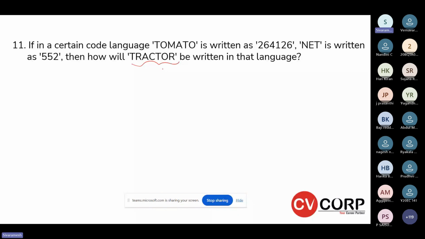Okay, so here if you observe, the first thing is you should understand the different logics. It's not mandatory that you should get only an addition logic or subtraction logic or division or multiplication. First, if you know the place values of the alphabets, let's say T means 20, O means 15, M means 13, A means 1, again T means 20, O means 15. Based on this, you should understand how this code came into the picture. You should understand the logic.